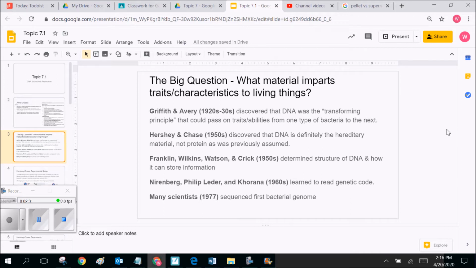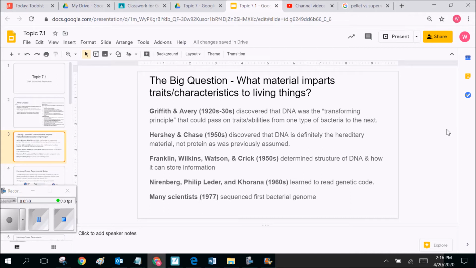Well, a lot of scientists were looking at proteins, but something just didn't quite seem right. And so Griffith and Avery in the early 20th century decided, we're going to do some experiments to see whether or not we can determine what the genetic material is. They did some experiments with mice, and they realized that actually it wasn't protein, but DNA that seemed to be what they called the transforming principle, the molecule that was able to pass on traits from one organism to the next.